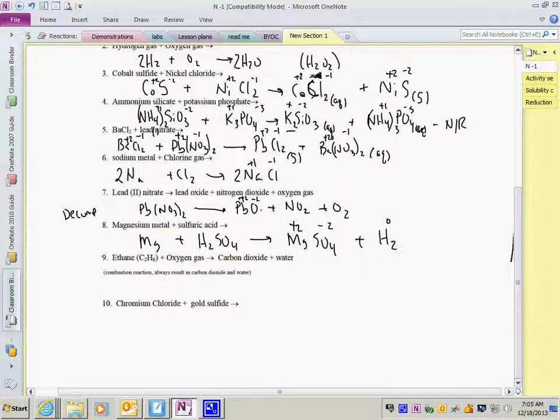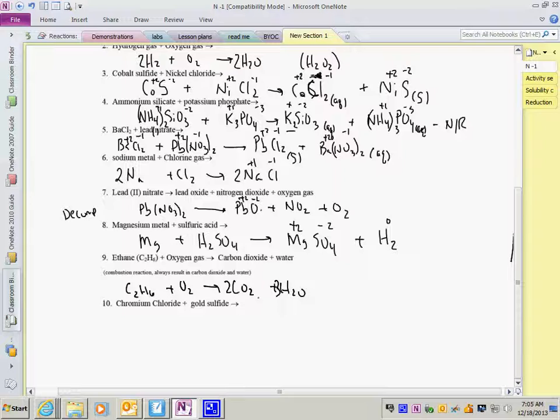Dropping down, we're almost finished. Ethane, which is C2H6. You should actually know ethane. C2H6 plus oxygen gas yields carbon dioxide and water. You should also know the products of a combustion reaction. Simply balance carbons, hydrogens, and oxygens. So 2 carbons, 2 carbons, 6 hydrogens, 6 hydrogens.